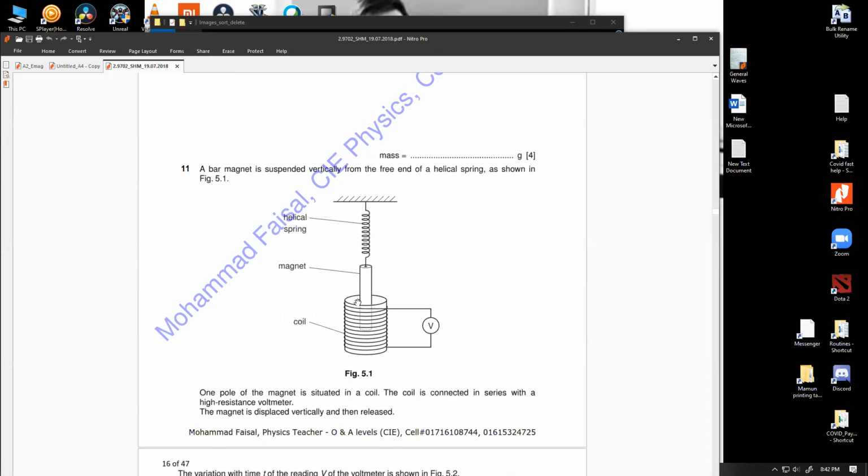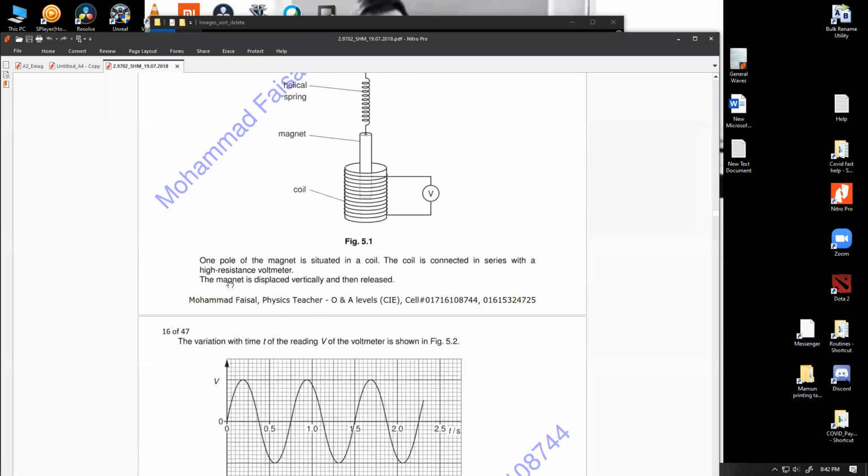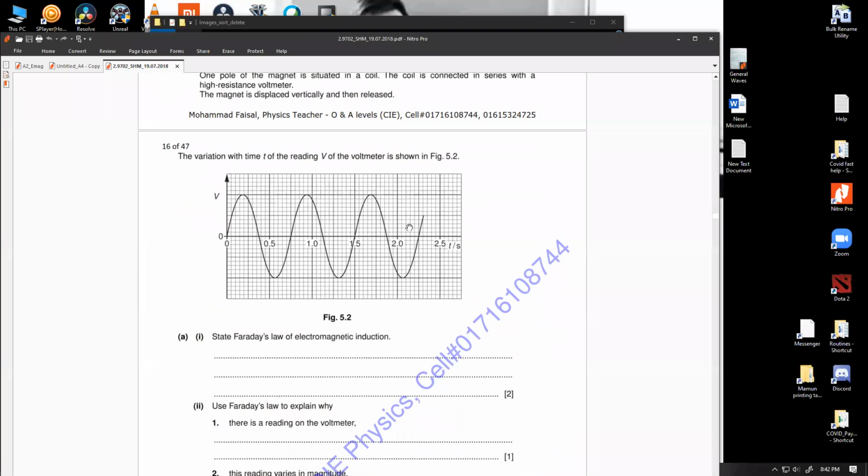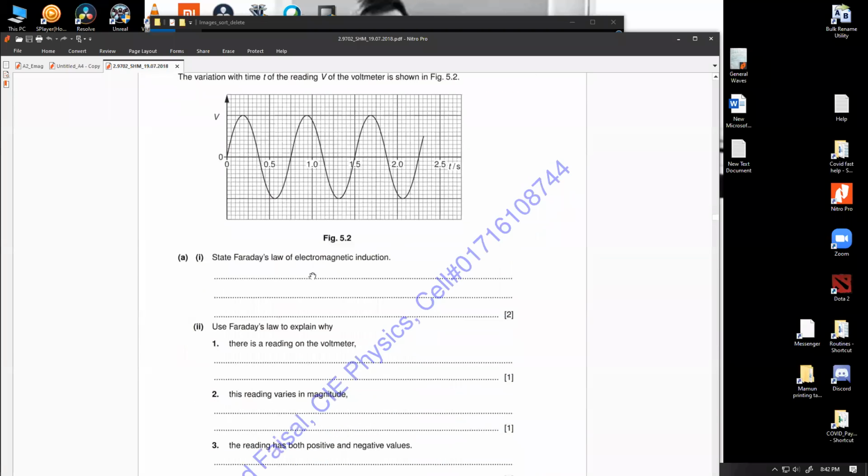So we have a helical spring, magnet, coil, voltmeter. The magnet is displaced vertically and then released. We have the voltage being produced, apparently uniform. Good. State Faraday's law of electromagnetic induction. So what is Faraday's law of electromagnetic induction?